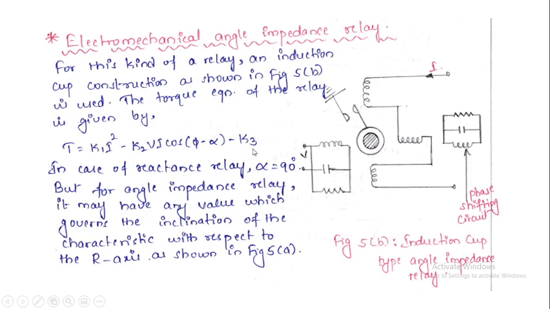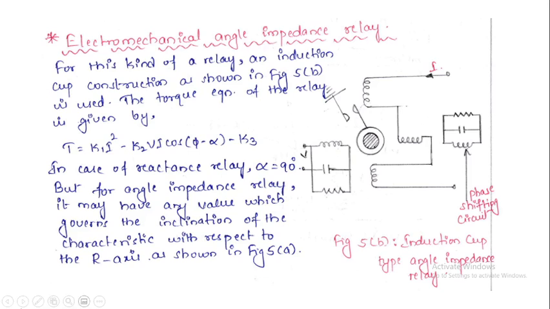For this kind of relay, an induction cup construction is used as shown in the figure. The torque equation of the relay is given by T equals K1 I square, because of the actuating quantity current I, minus K2 VI cos of phi minus alpha, because of the actuating quantity voltage, and minus K3, which is the spring constant. In case of a reactance relay, alpha is equal to 90 degrees. But for an angle impedance relay, it may have any value which governs the inclination of the characteristic with respect to the R axis as shown in the figure.